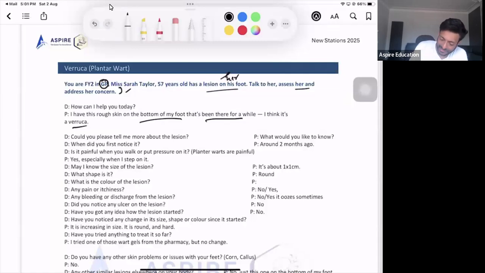Now this patient says it's painful when I walk. And this is actually a plantar wart, Verruca. Verrucas are painful because when you put pressure on it, it's going to be painful, right? Regarding the discharge, they may not have any discharge. So it depends on things, right?